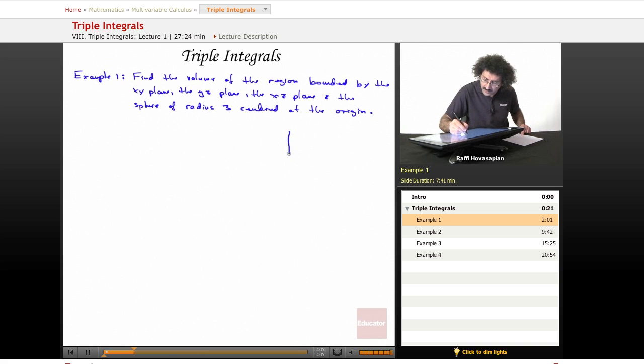Let me draw my 3-dimensional xyz coordinates. So this is going to be my y-axis, this is my x-axis, and this is my z-axis. So the xy plane, that's this thing right here. The yz plane, that is going to be this right here, and then of course the xz plane.